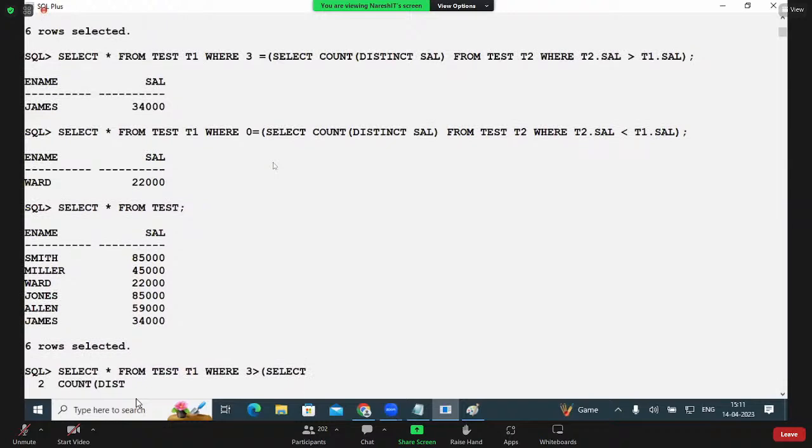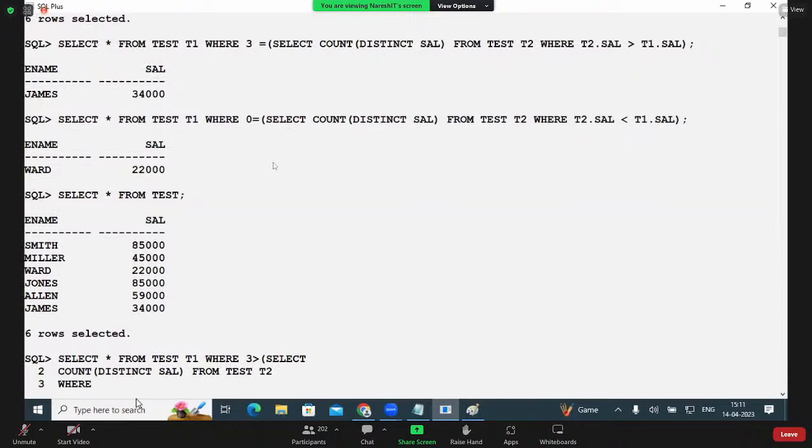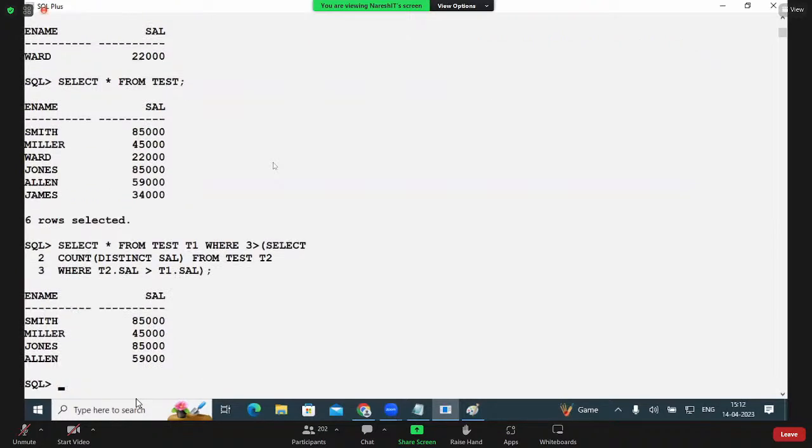So select star from test T1 where 3 is greater than of select, same as usual, count distinct of sal from test T2. The condition is what now? Where T2 dot salary is greater than T1 dot salary. Okay, now I'm executing.